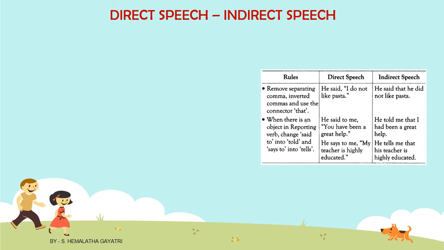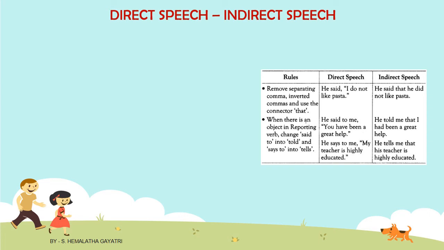Let's discuss them. Rules here are like when you're changing anything from direct speech to indirect speech, when you're removing this comma, you have to remember that when you remove this in indirect speech, you are going to add the connector that. Okay, so I already mentioned this, like that must be inserted.